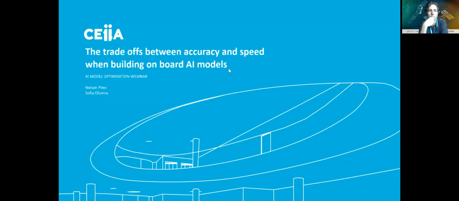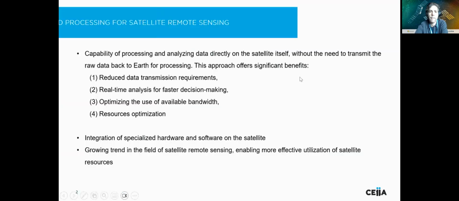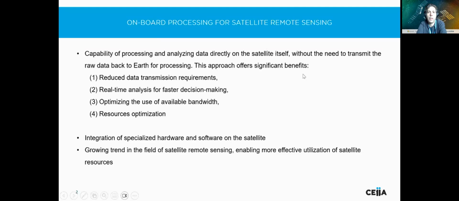So we are going to talk about the trade-offs between the accuracy and speed when building onboard AI models. The onboard processing for satellite remote sensing images refers to the capability of processing and analyzing the data directly on the satellite itself, without the need to transmit the raw data back to the Earth for processing. This approach offers several advantages, such as the reduced data transmission requirements, real-time analysis for faster decision-making, optimizing the use of available bandwidth and resources, optimization of the satellite platform.